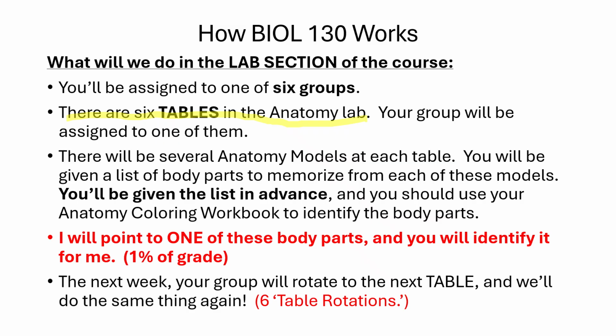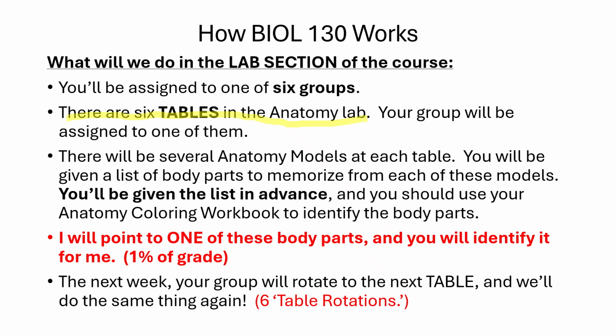What's going to happen is that I give you the body parts that you're supposed to memorize for the models at that particular table that week. So you have them in advance. You also have the coloring workbook. I give you a little explanation of what each body part is, but you do need to find out exactly where it is on the models at your particular table. You would do that by looking in your coloring book. You need to learn how to look things up in the index at the end and the table of contents at the beginning. Learning how to find something in a textbook is one of the skills that an academic like you should have.